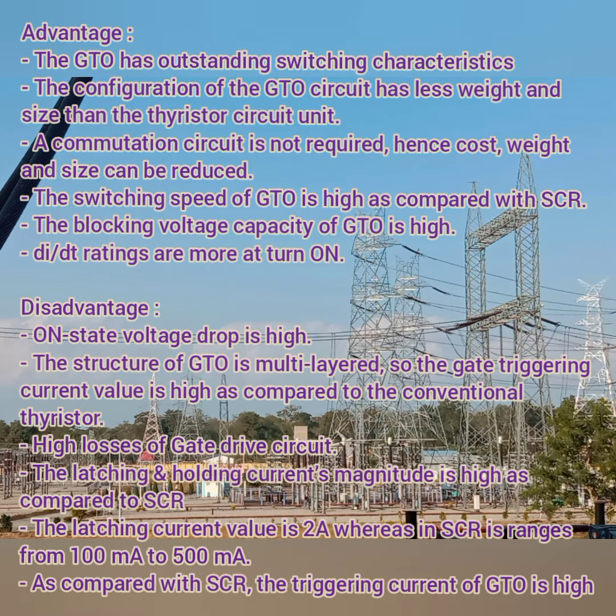Then coming up to the advantages, the GTO has outstanding switching characteristics. The configuration of the GTO circuit is very light in weight and the size is compact. Then it does not require high cost, and the switching operation of the GTO is higher as compared with the SCR thyristors. Then the blocking voltage capacity of the GTO is high, and also the di/dt ratio is more at turn on. Then coming up to the disadvantages, the on-state voltage drop is high.